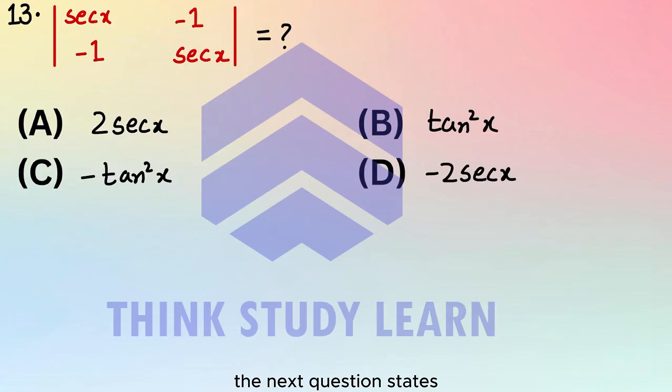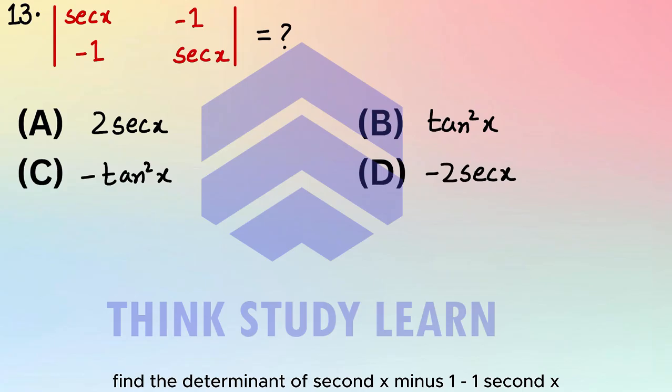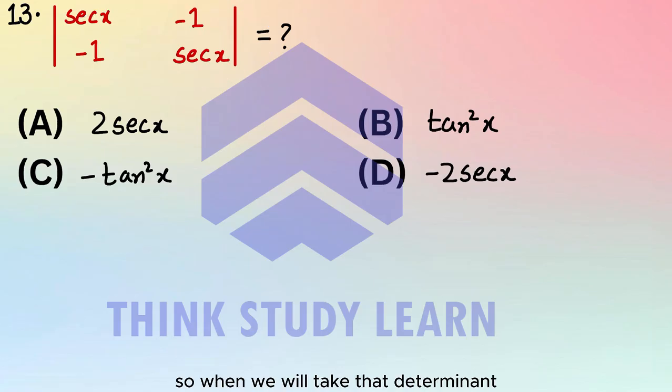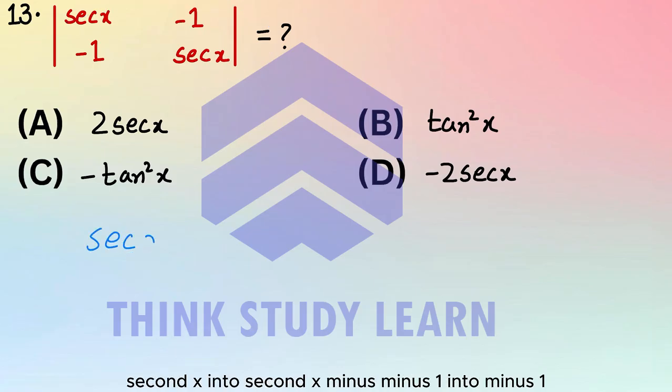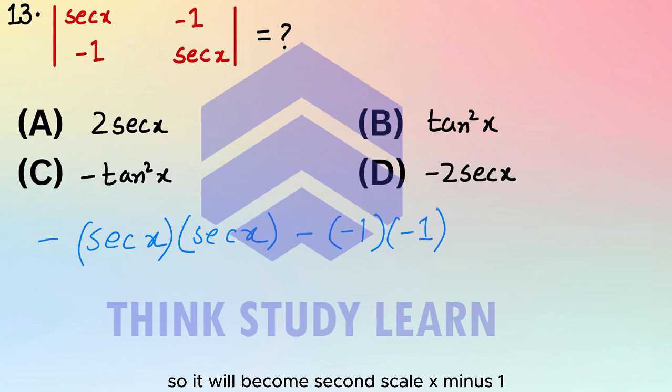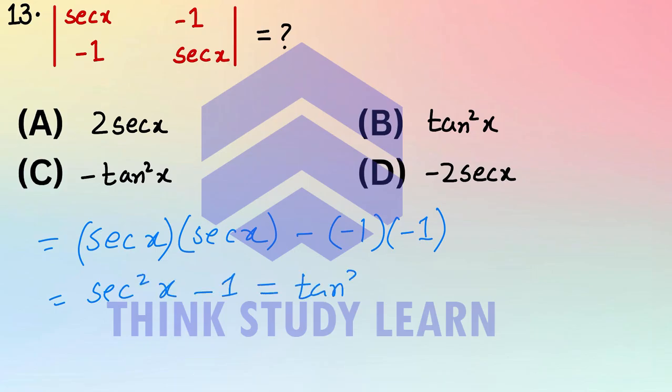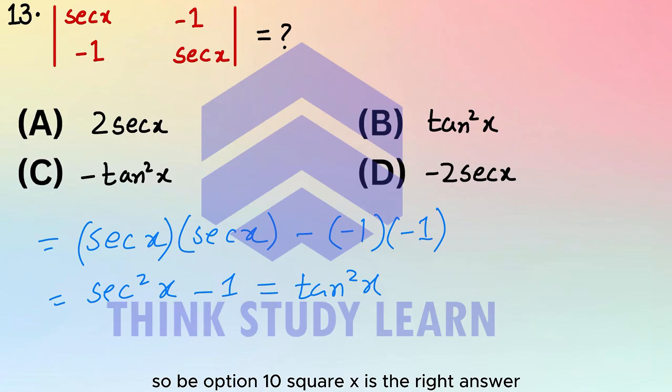The next question states, find the determinant of secant x, minus 1, secant x. So we know that this matrix is representing, we have to take the determinant. So when we take the determinant, secant x into secant x minus 1 into minus 1. So it will become secant square x minus 1. We know that it is equal to tan square x. So B option, tan square x, is the right answer.